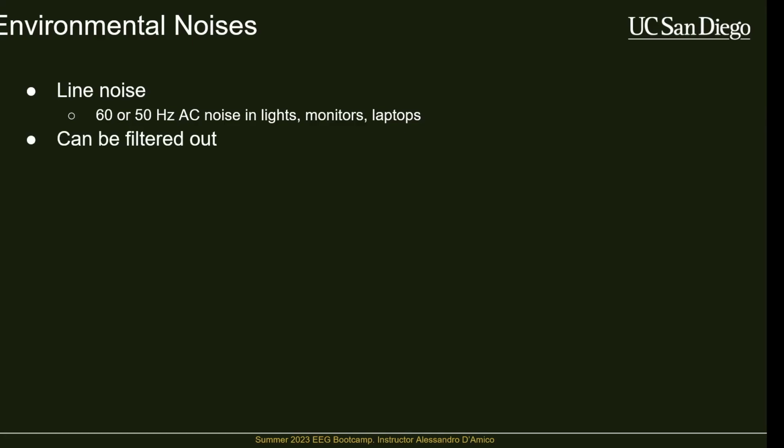It can be filtered out. Again, this has a very known characteristic. It's either going to be at 60 hertz or 50 hertz. For us, it's going to be 60 hertz, and you can just use a notch filter for this. So you can use a notch filter of like 55 to 65 just to be extra sure that you're going to get rid of the bulk of the noise.